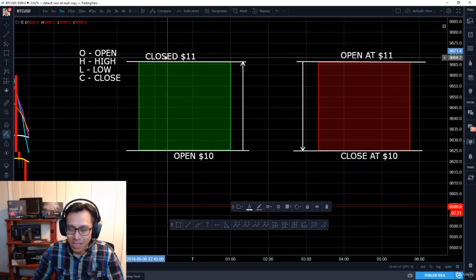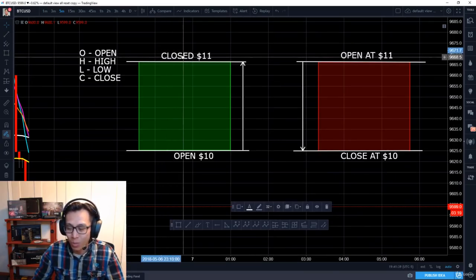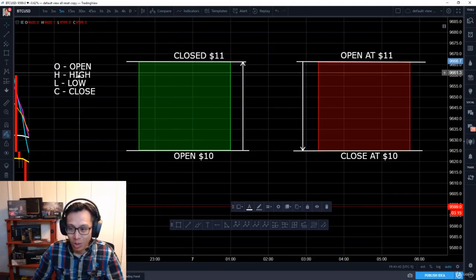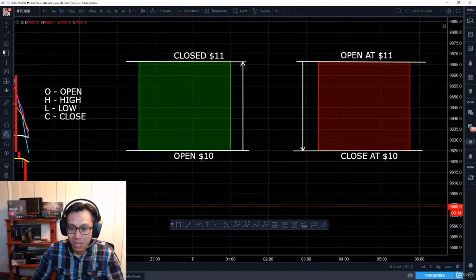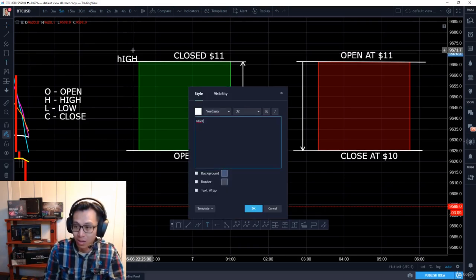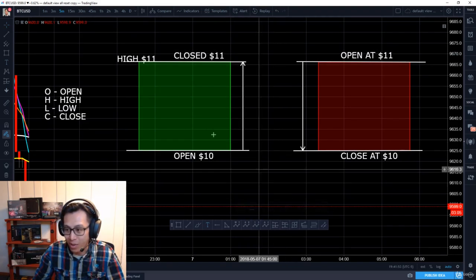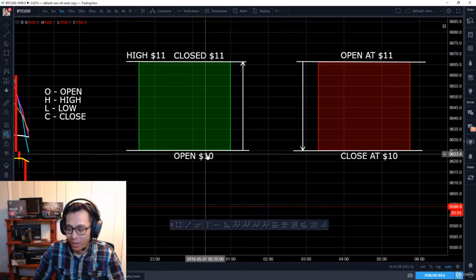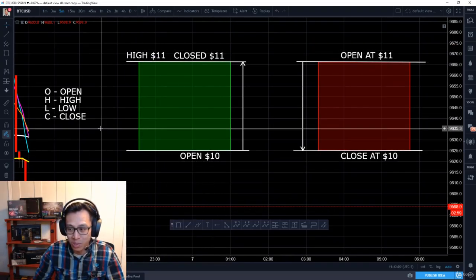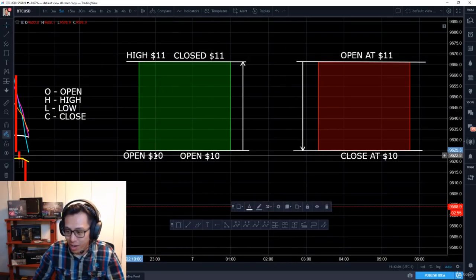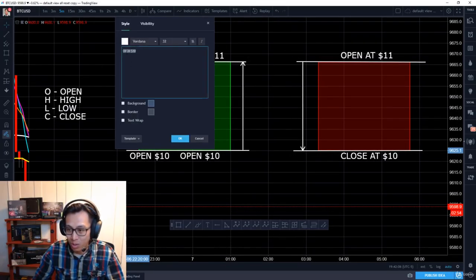But because these candles have no wick, we're also going to say that the high is the same as the open. So the high is also $11. That's the highest that this candle got. Now, what do you think the low is? Yeah, if you said the low was $10, you got it. So the low is also $10.